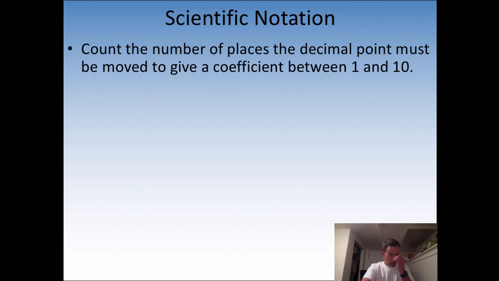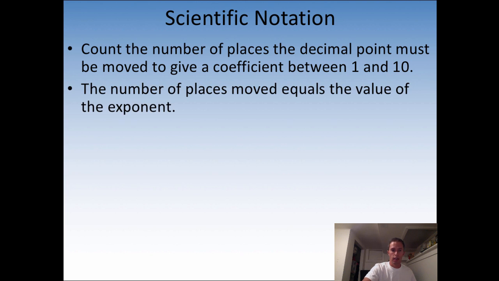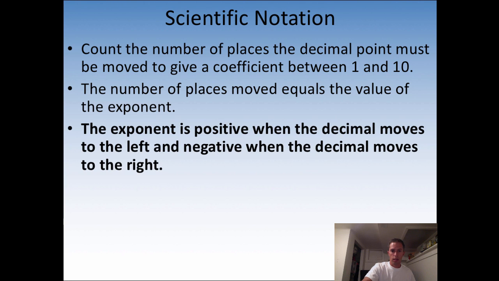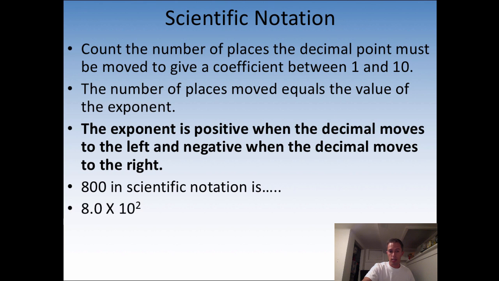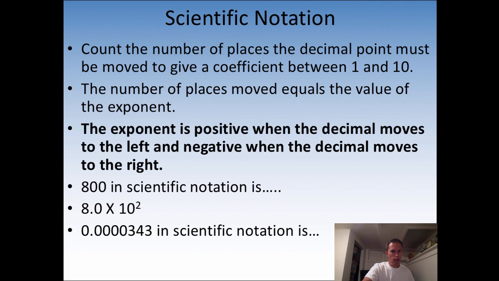Okay, so a recap on scientific notation. You count the number of places the decimal point must be moved to give the coefficient a number between 1 and 10. The number of places you move the decimal equals the value of the exponent. The exponent is positive when the decimal moves to the left and negative when the decimal moves to the right. So 800 in scientific notation would be 8.0 times 10 to the second. 0.0000343 in scientific notation would be 3.43 times 10 to the -5.